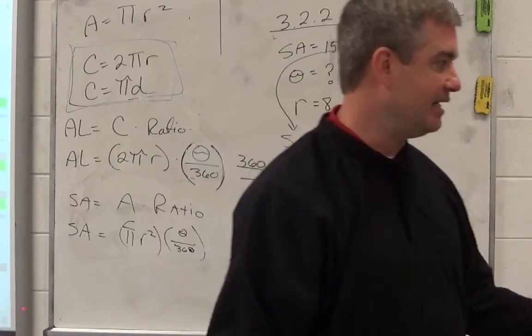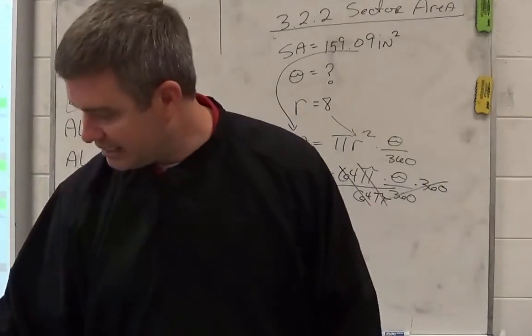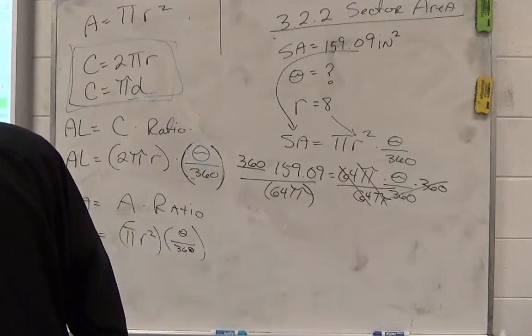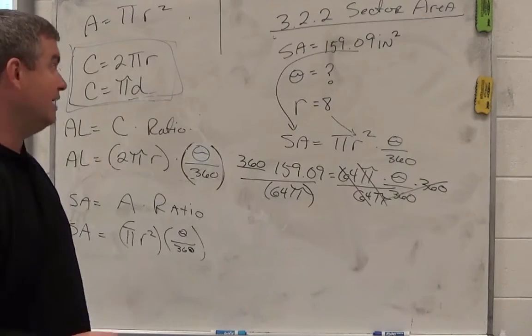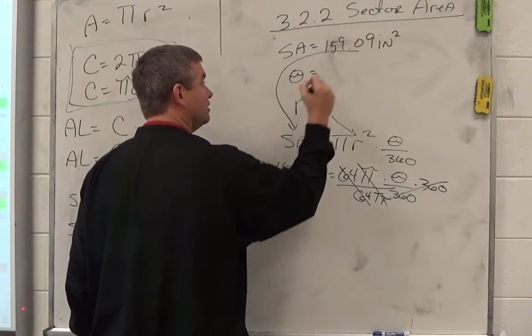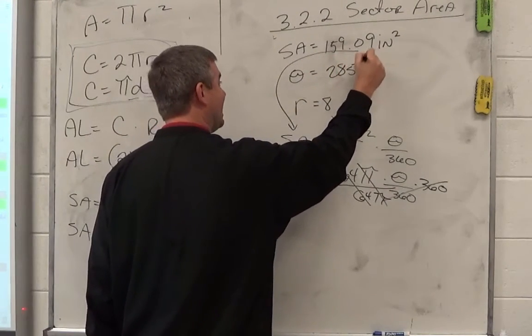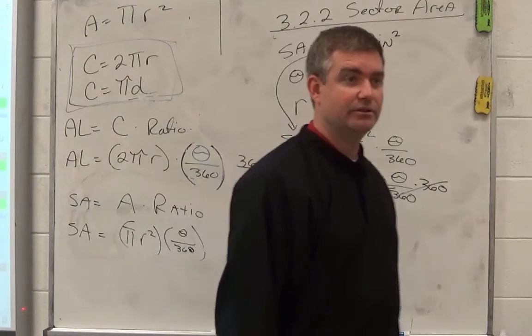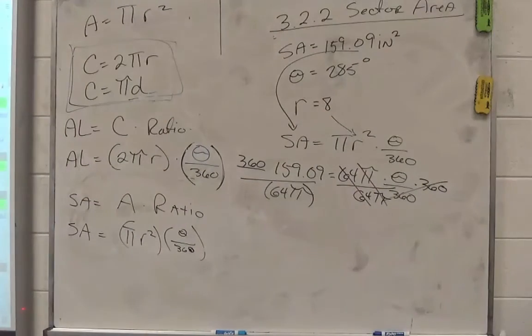Okay, everybody type that in, practice. Type that in. And round to the nearest whole number, to the nearest degree, and tell me what you got. How much? 285 degrees. 285 degrees. Right? Do you think you can do that?